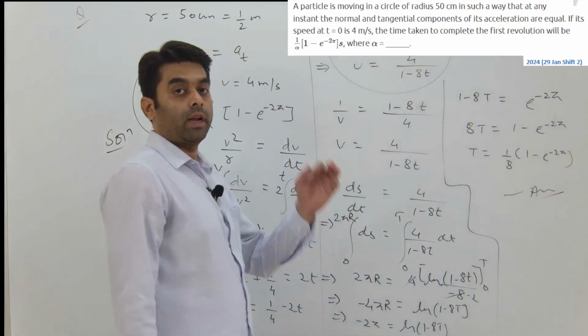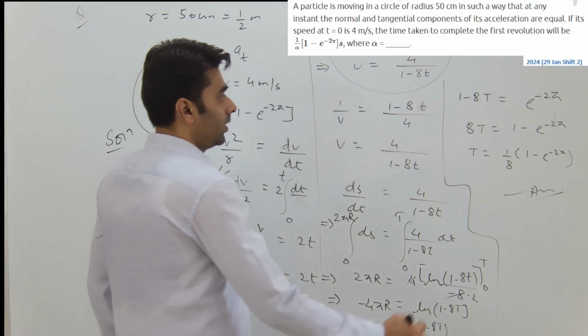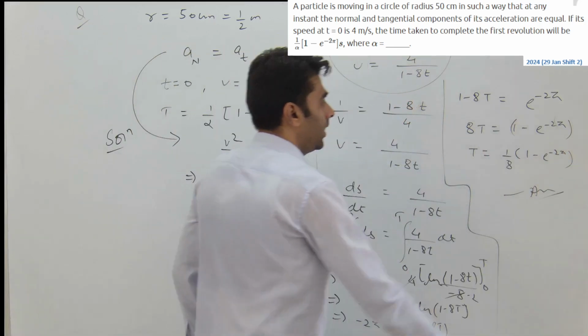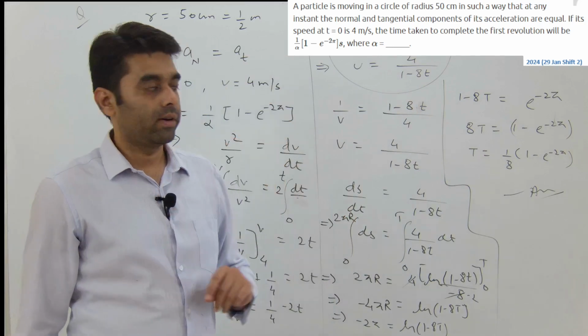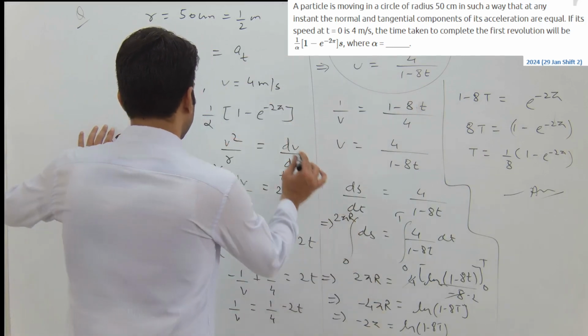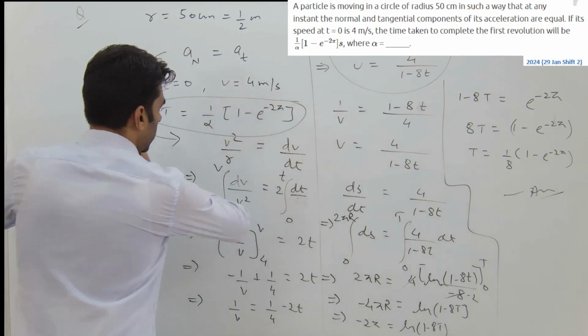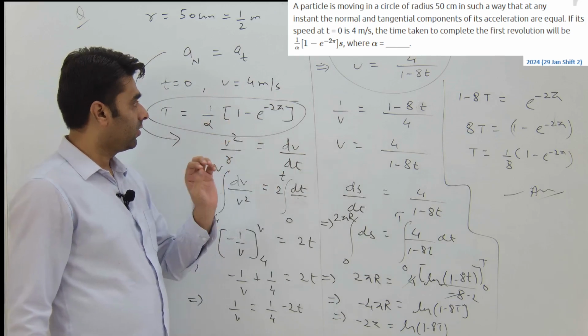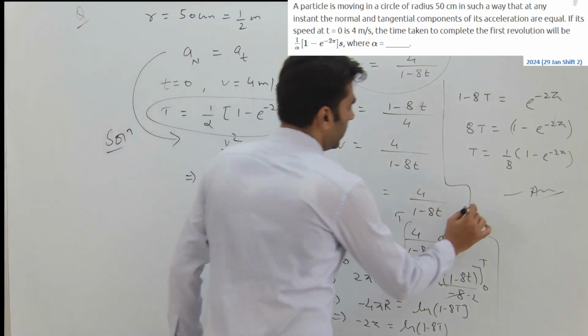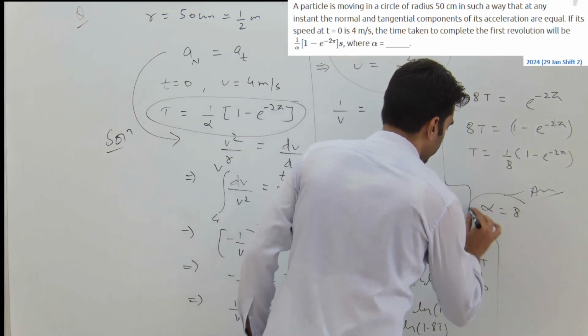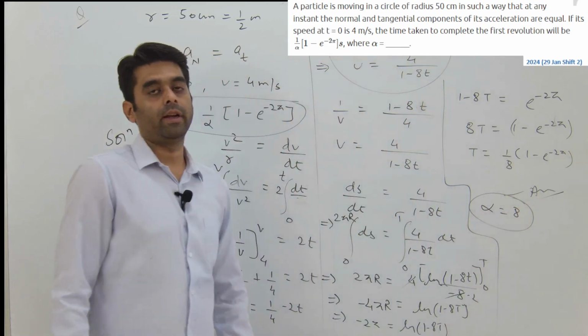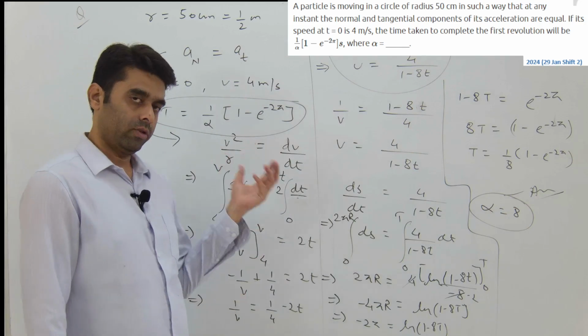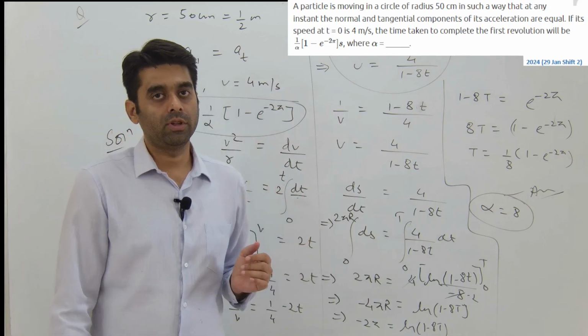This is the time taken to complete one round. Now if you check with the answer given in the question, the alpha value will come out to be 8. So our answer for this is alpha is equal to 8. I hope you got the solution. It's a good question. Let us move ahead to the next question.